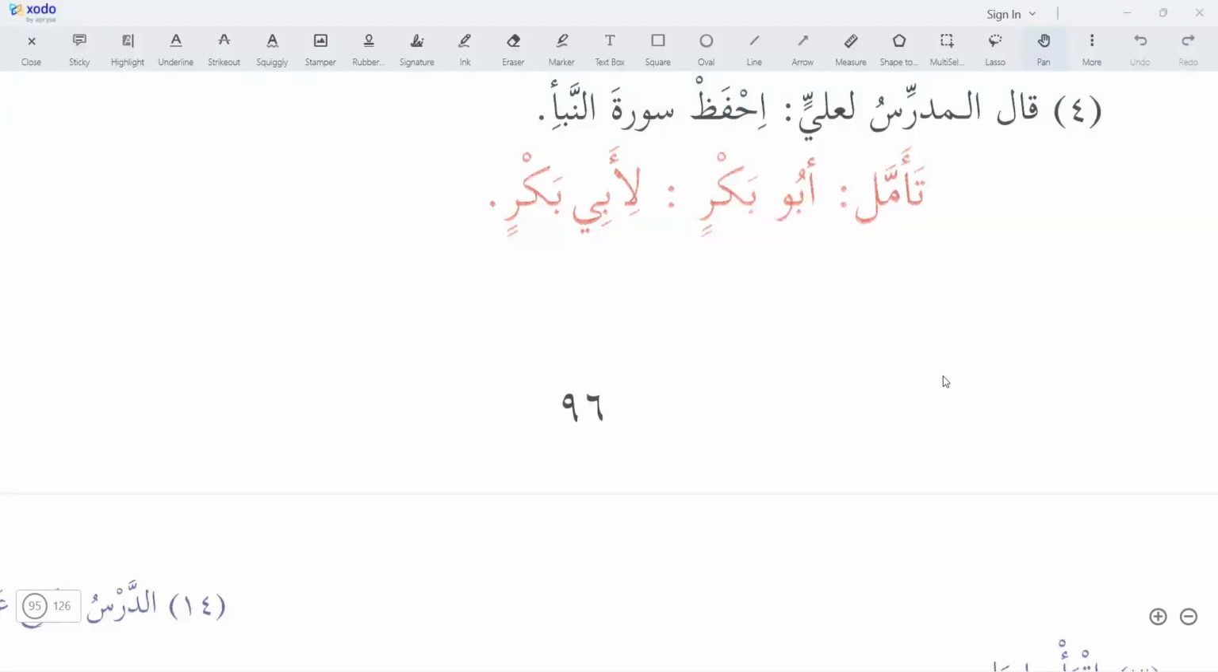Today إن شاء الله we will learn the exercise of the lesson.